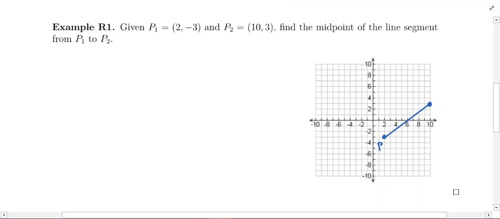Okay, I'll go ahead and label this as P1, this is P2. We want the point right smack dab in the middle. Okay, just from a glance at the graph, it looks like the midpoint is going to be right here around this point (6, 0). Okay, but again, we're going to confirm it algebraically.